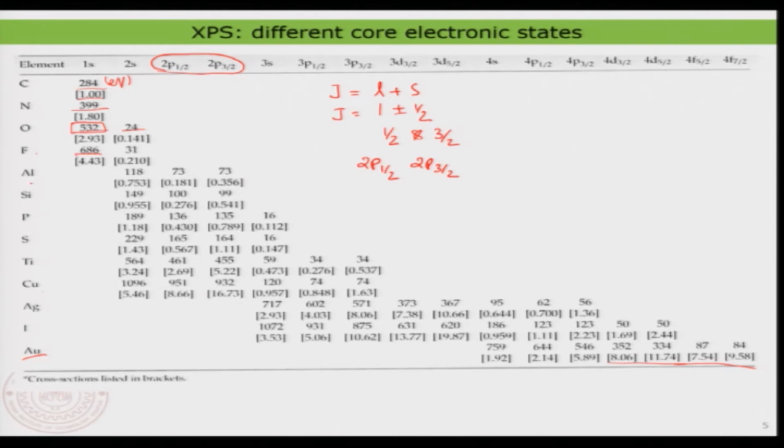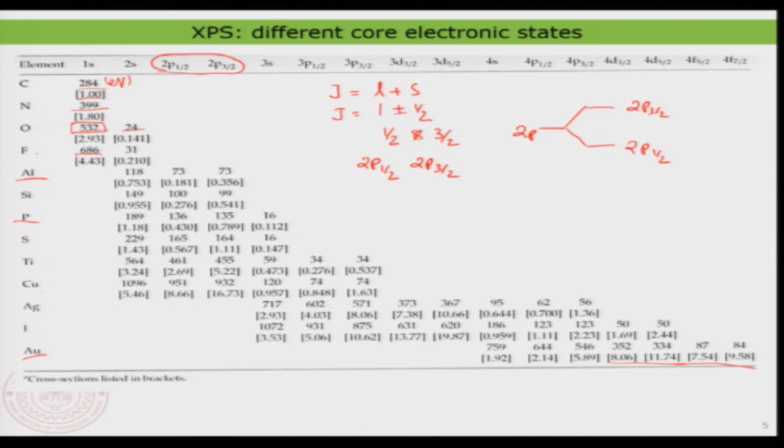For example, if I would do it for aluminum, or for phosphorus, you can find it in this table, you would start to find this. And now there is also something interesting that you have to notice: the 2p state is now split. So, this is the 2p, and due to the spin orbit coupling, it is split into 2p 1 by 2 and 2p 3 by 2.